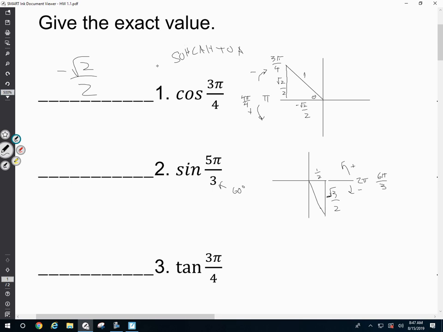Sine in the SOHCAHTOA, sine is opposite. It's always going to be the vertical. So cosine is always the horizontal, sine is always the vertical. So sine being the vertical, opposite root 3 over 2, negative. Okay, that's the vertical side length. That's opposite. Remember, the hypotenuse is always 1. So opposite over hypotenuse, if you want to think of it so. But whenever we're doing this, understand hypotenuse is always 1.